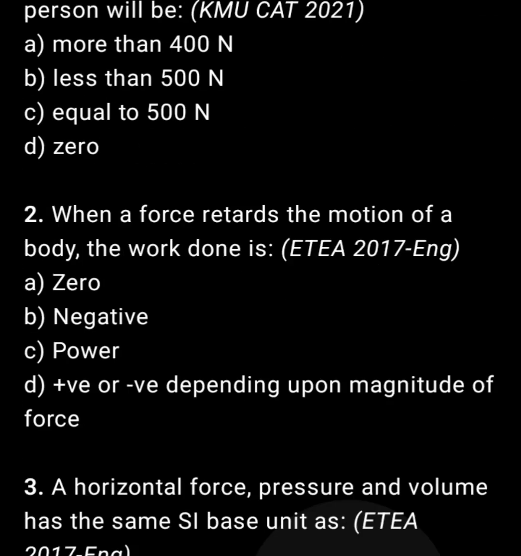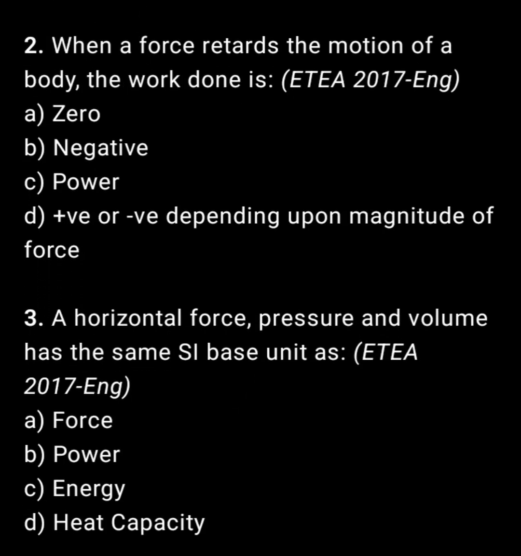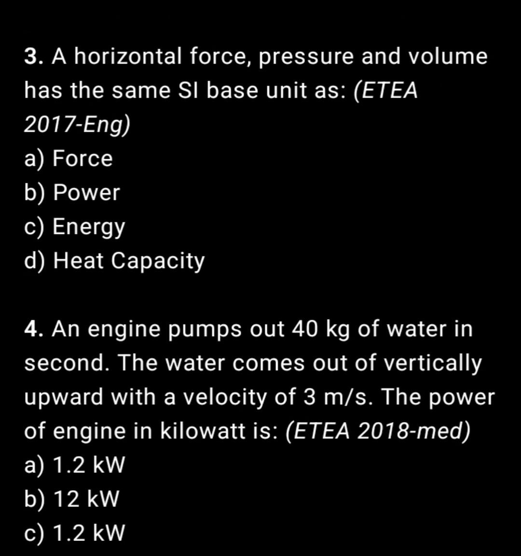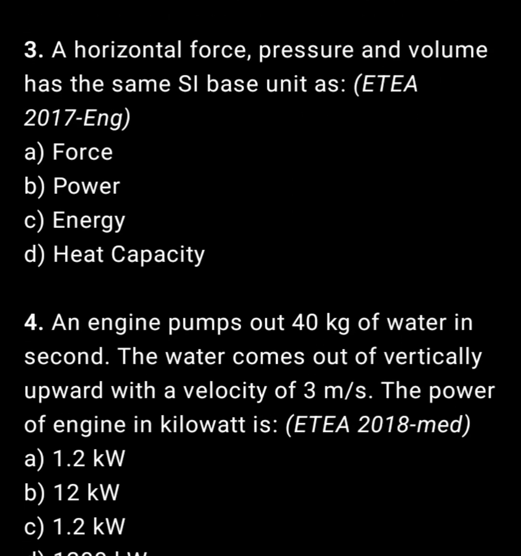2. When a force retards the motion of a body, the work done is? ETEA 2017 Eng. A. 0. B. Negative. C. Power. D. Plus or minus depending upon magnitude of force. 3. Force, pressure and volume have the same SI base unit as? ETEA 2017 Eng. A. Force. B. Power. C. Energy. D. Heat capacity.